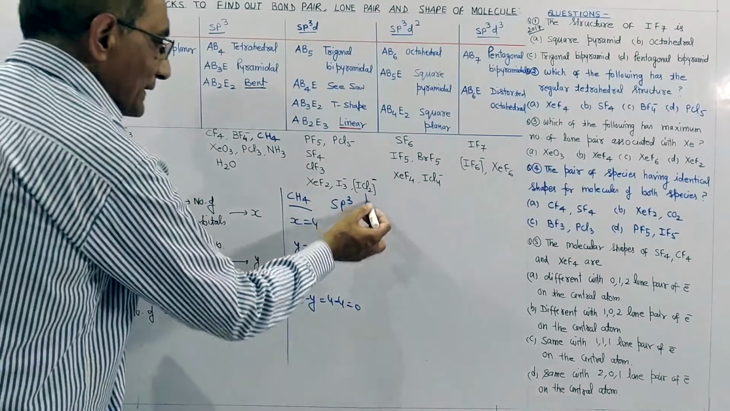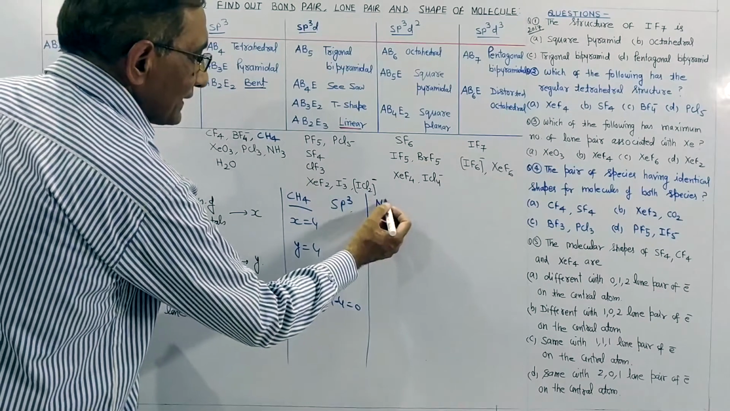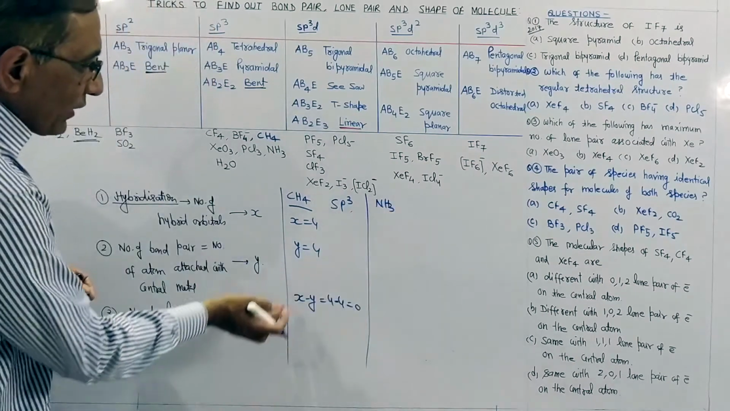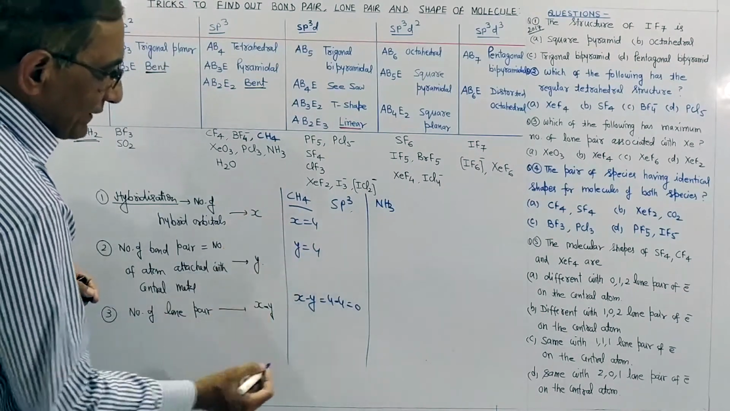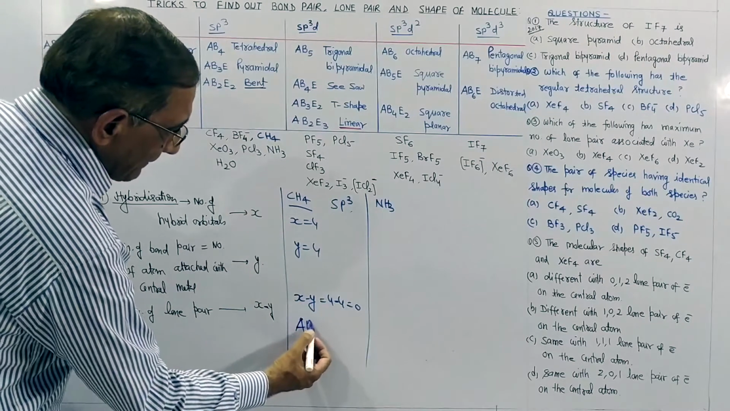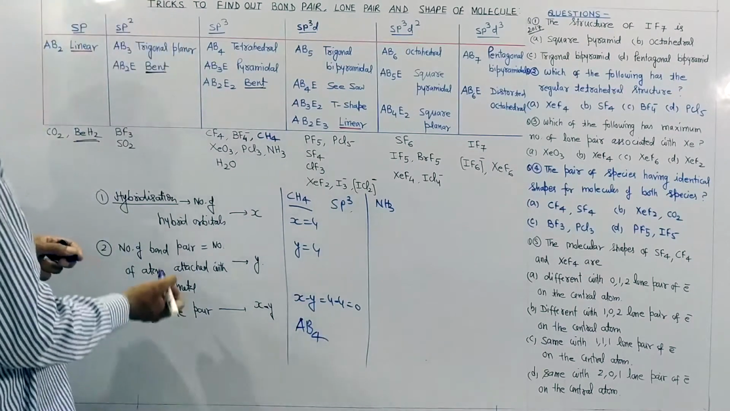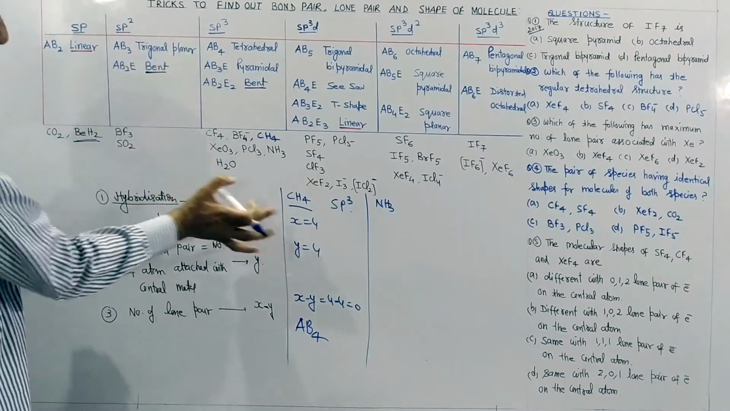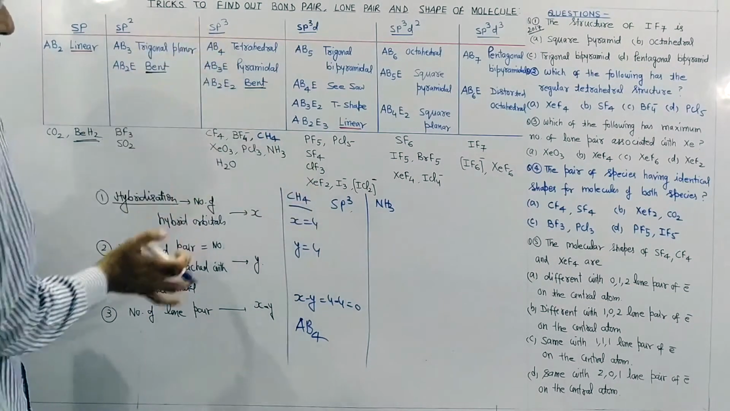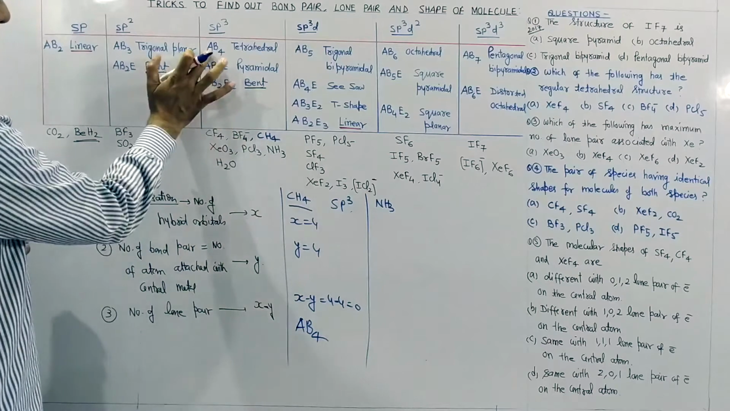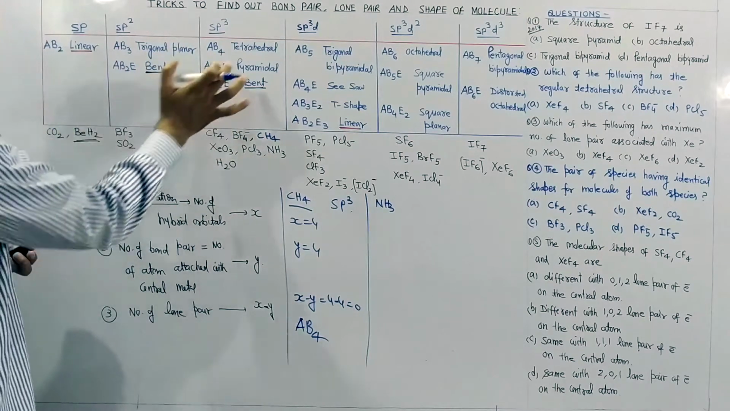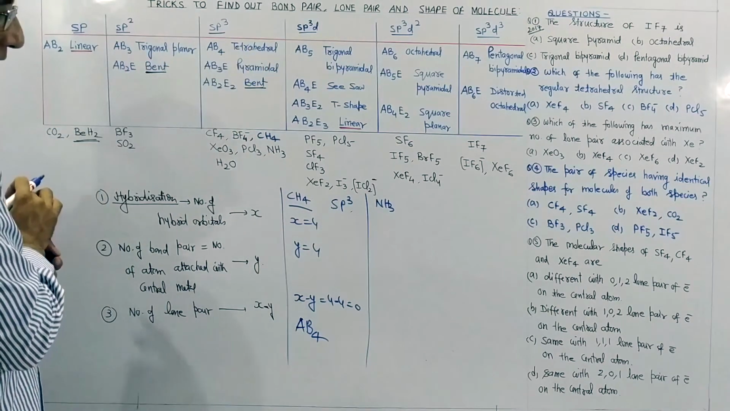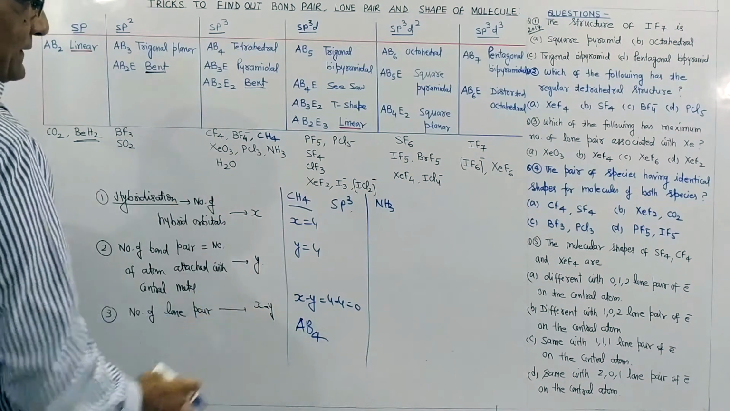Now we will take another example. It means all the 4 bond pairs are present. So this molecule can be represented as AB4. So I have written here AB4, sp3 hybridization. AB4 is the type of molecule. Its shape will be tetrahedral and there are no lone pairs in this.